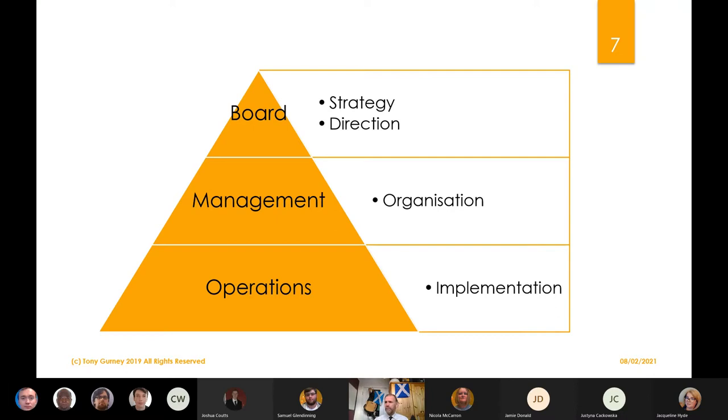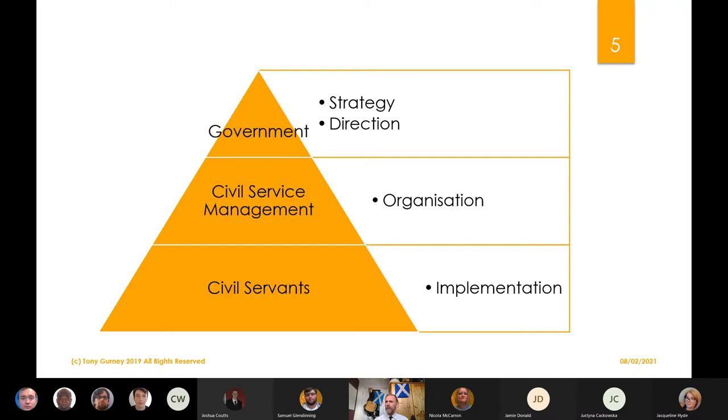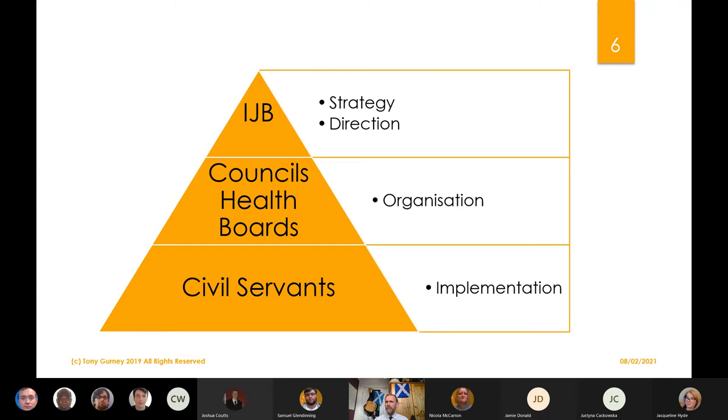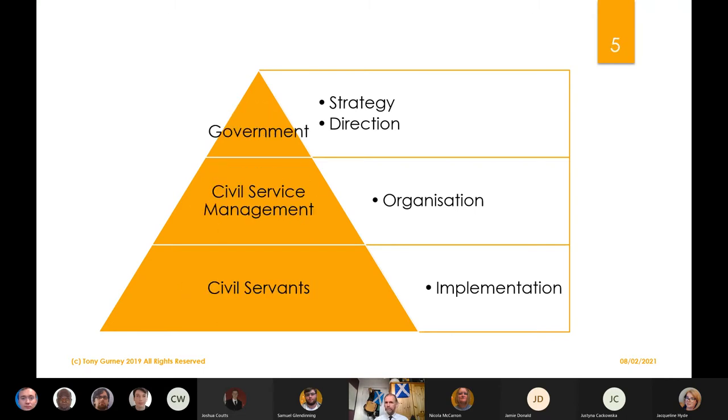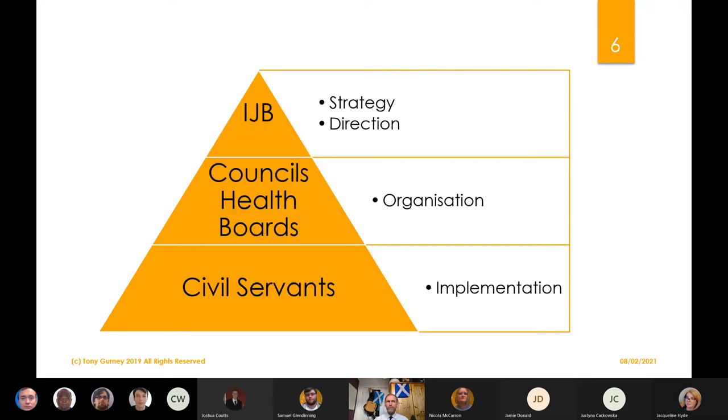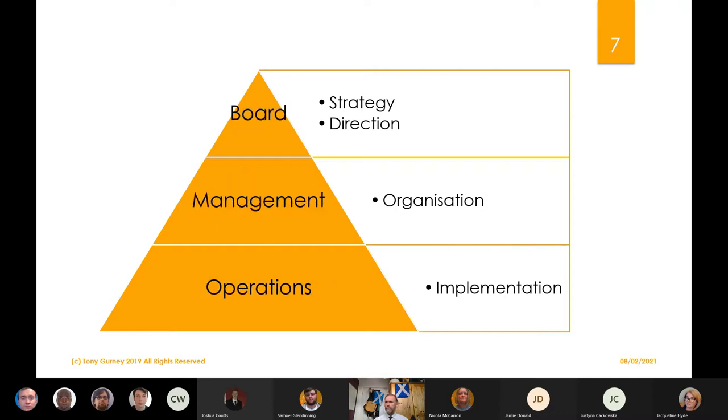So the name might change. It might be a government or an IJB or a board. There might be civil service or councils or management. There might be civil servants or operations. But that pyramid, the way things work, stays the same no matter what.